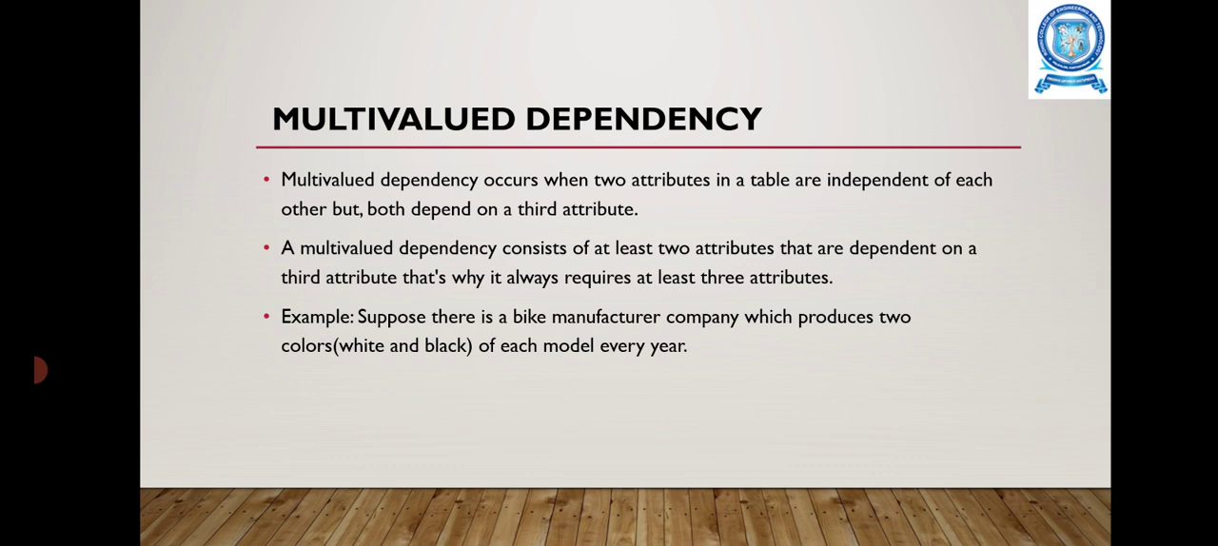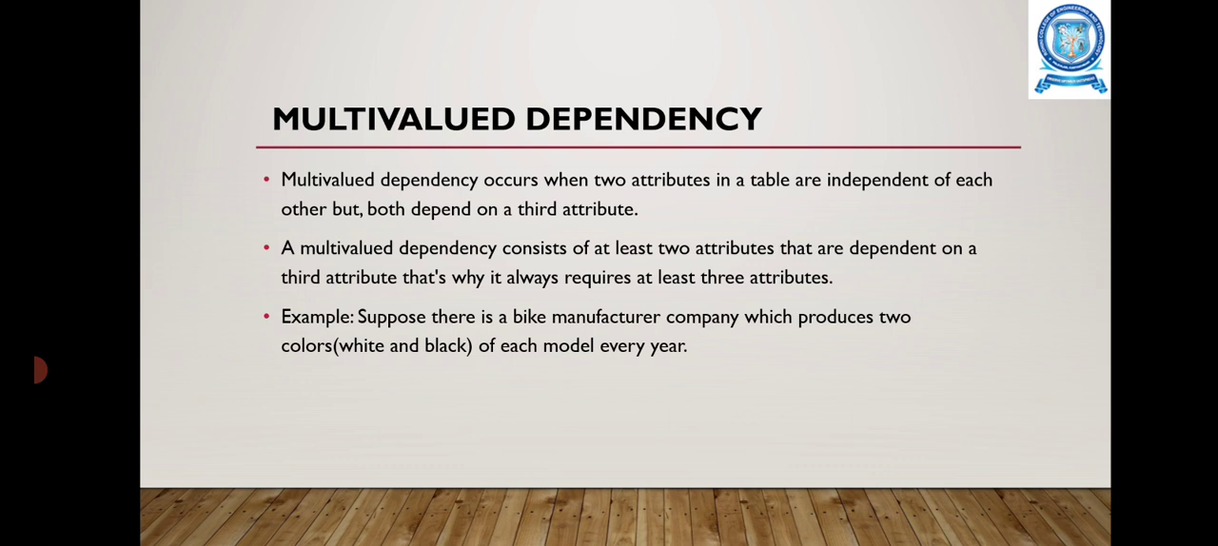Multi-valued dependency. A multi-valued dependency occurs when two attributes in a table are independent of each other but both depend on a third attribute. A multi-valued dependency consists of at least two attributes that are dependent on a third attribute. That's why it always requires at least three attributes.